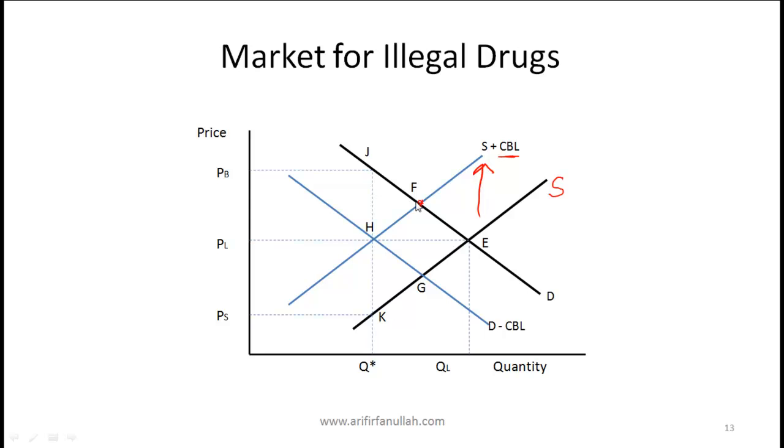And what's our new equilibrium quantity? The new equilibrium quantity is represented by this point H. So from F to H, the price goes lower, but that's not such a big deal because the main point was to reduce quantity. So by imposing a fine both on suppliers as well as consumers, the government has managed to reduce the quantity from this point at E down to H, which was the intent.